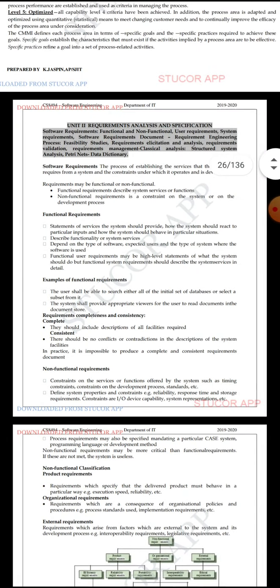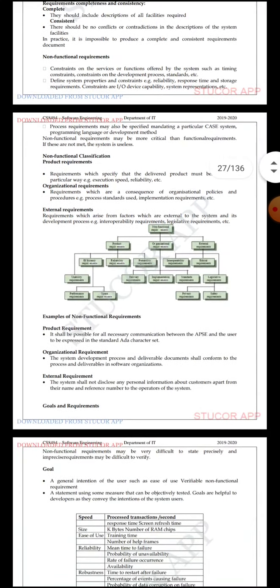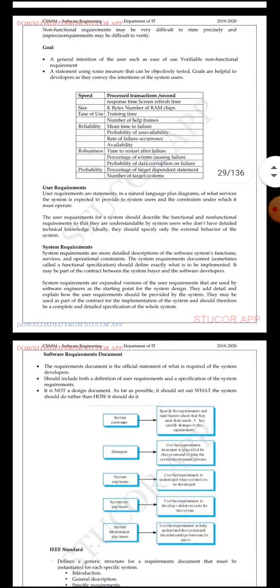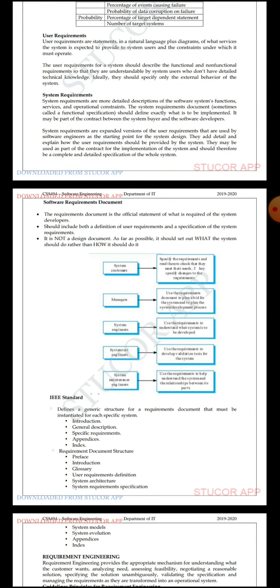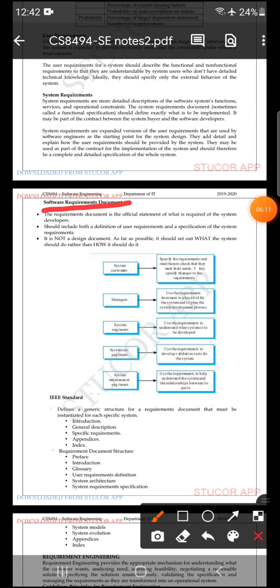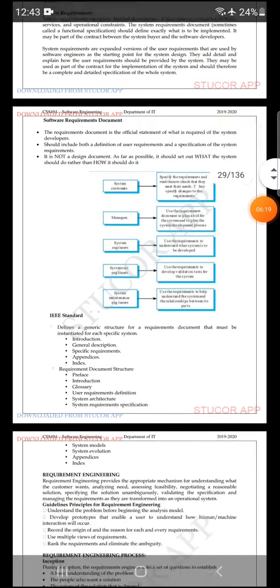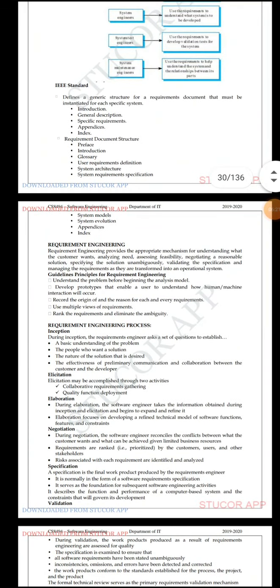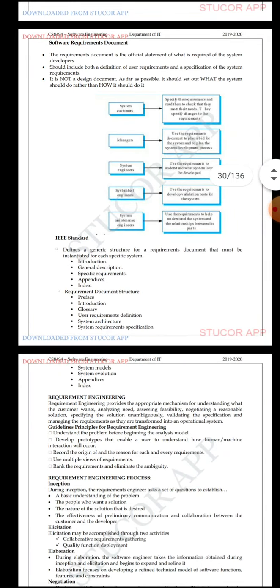See here. Here you are given functional requirement and non-functional requirement, the first question, and you can write up to the user requirements and system requirements also. And here it is given about the software requirement document, that is SRS. It is a very important question, and you can write from here up to this IEEE standard, or even write more if possible.